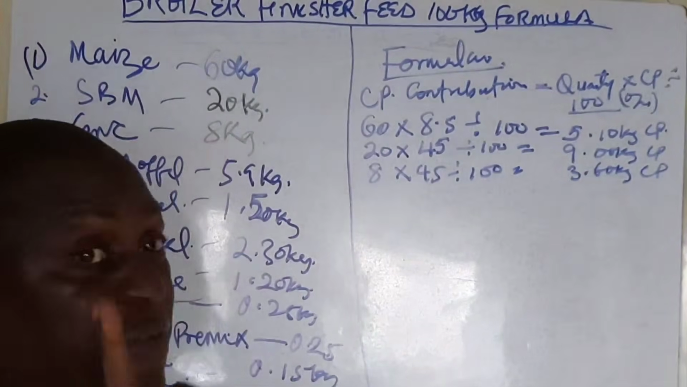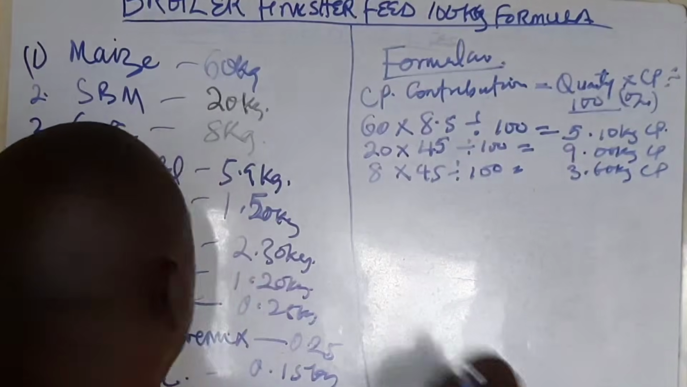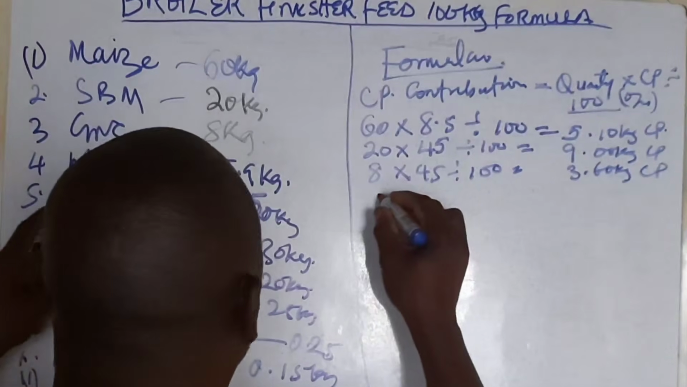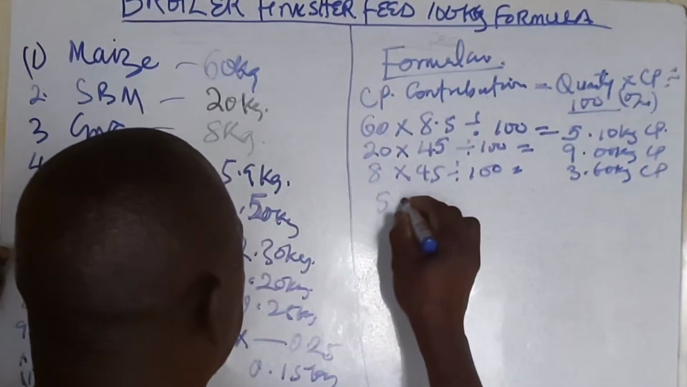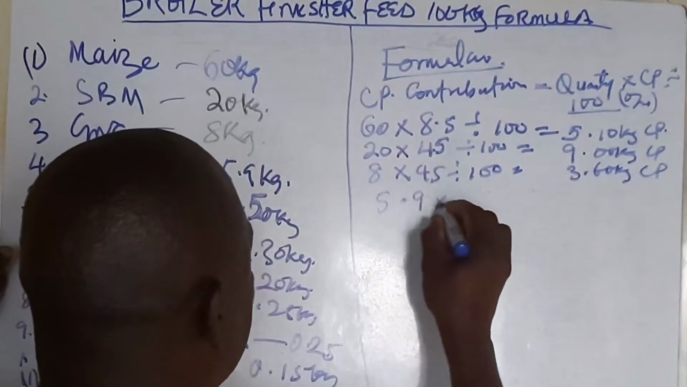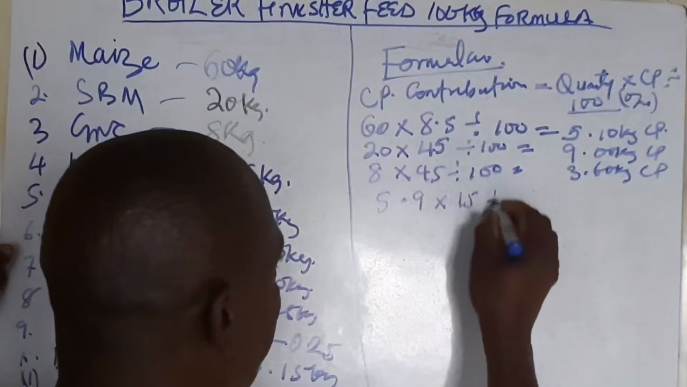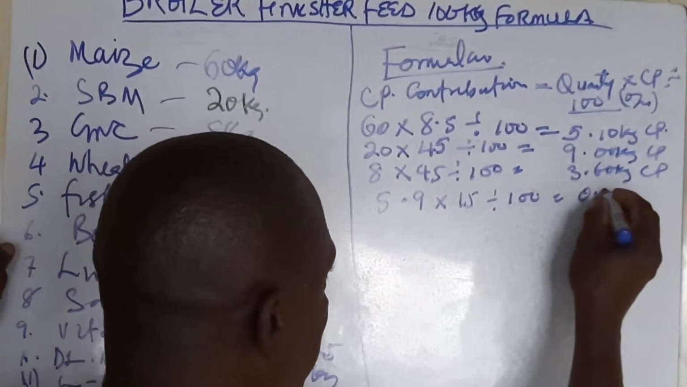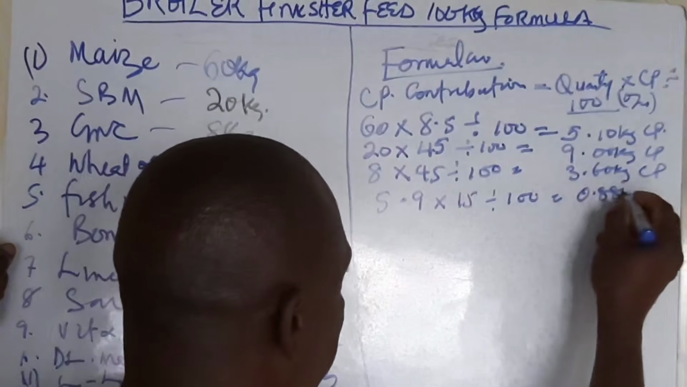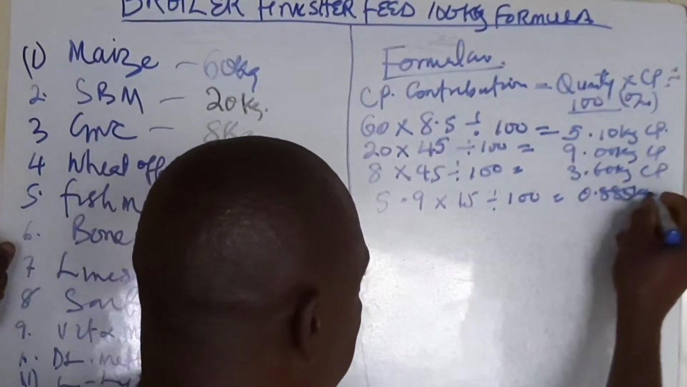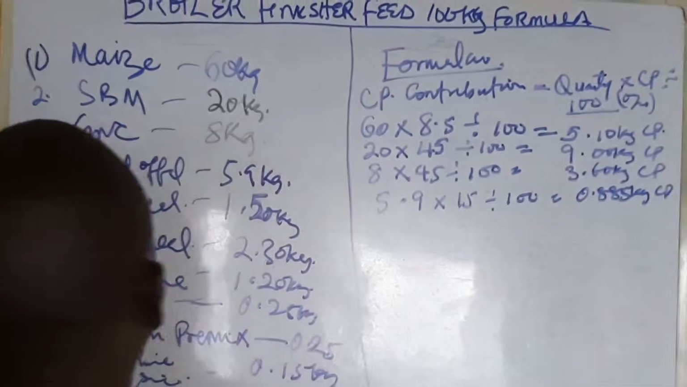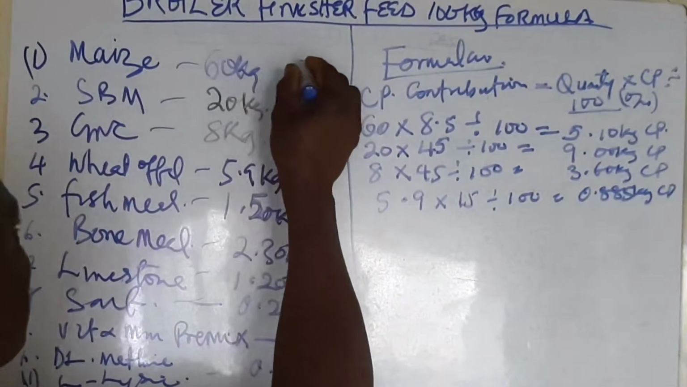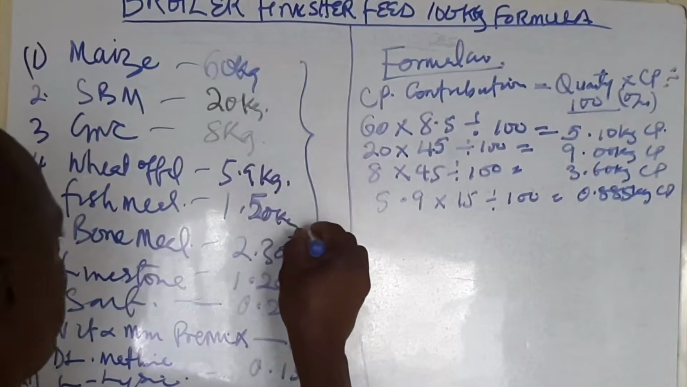Now the next product here is wheat offer. Wheat offer is always 15% crude protein, if you've been following the videos, and the quantity here is 5.9. This will give us 5.9 times 15 divided by 100. This will give us 0.885 kg CP.